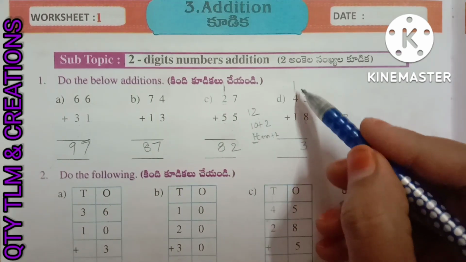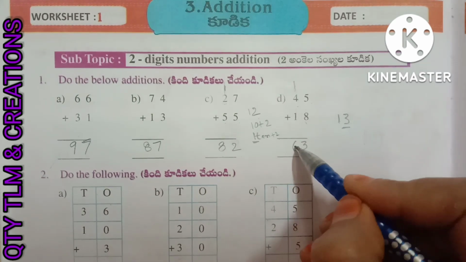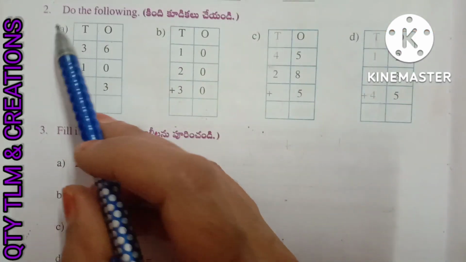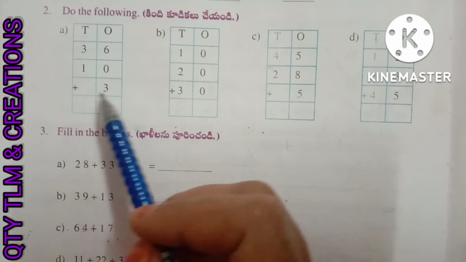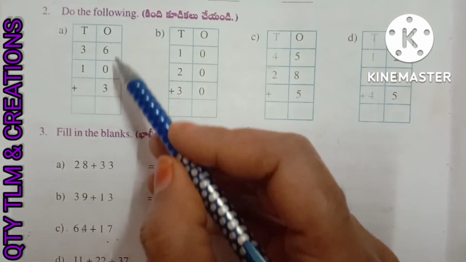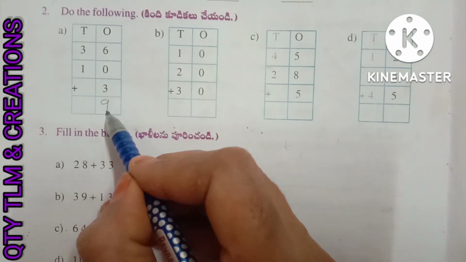Now add digits of tens place. So 1 plus 4 plus 1 we get 6. So 45 plus 18 we get 63. Next do the following. A, 36 plus 10 plus 3. Here we have to add digits of ones place. So here 6 plus 0 plus 3 we get 9. So we have to write 9 in ones place.